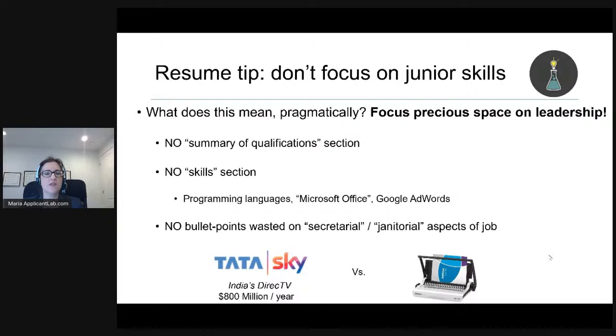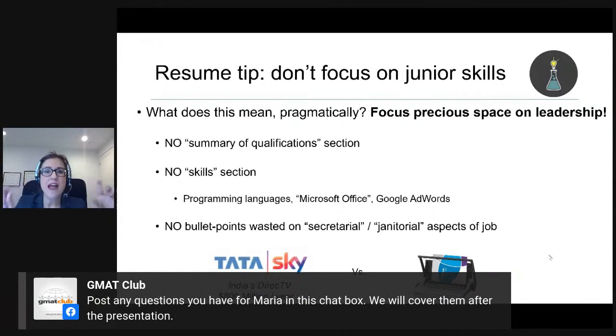It was nowhere to be found anywhere in my application, because I would rather spend that precious space, right? Remember, the resume is going to be 1 page long. Don't go more than 1 page. It's 1 page of paper. I did not want to spend any of that precious, precious resume space distracting them and have them think of me as, oh, is she just this low-level lackey?